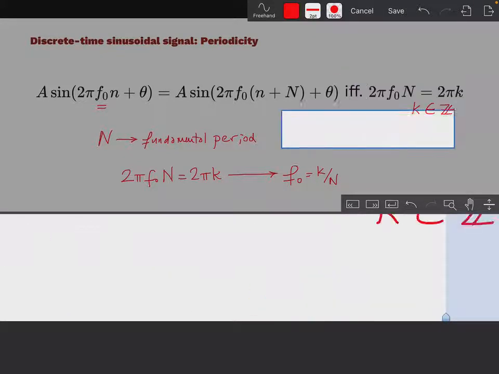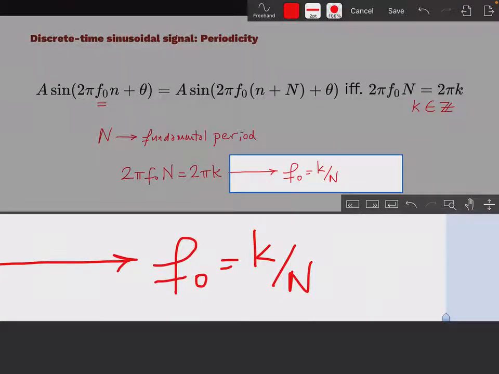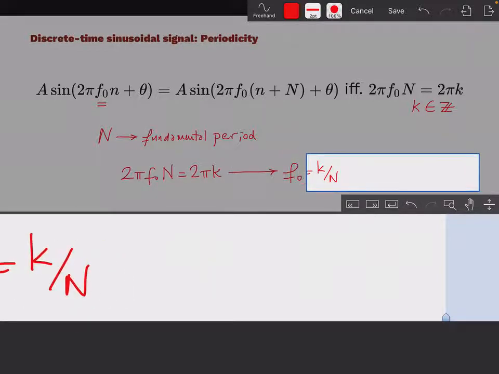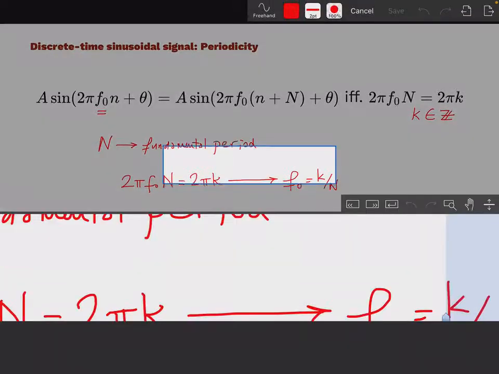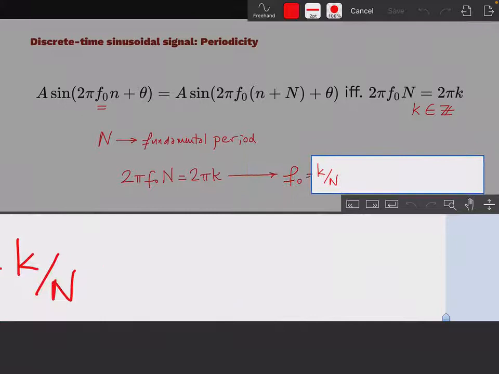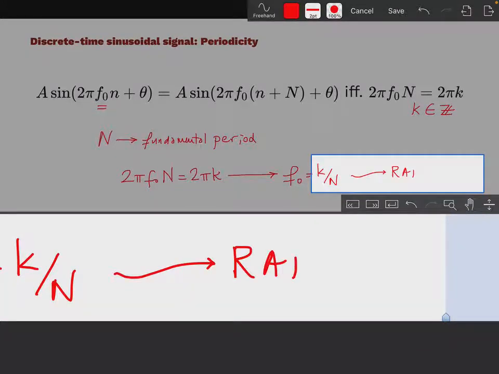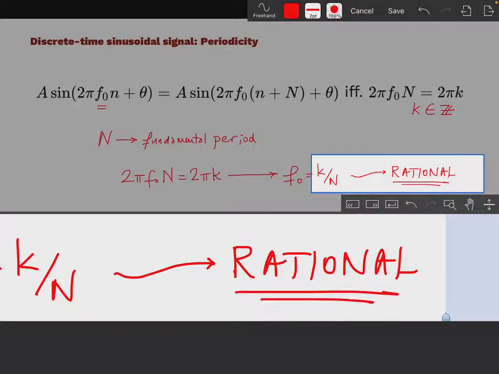That means the frequency of our signal is always a rational number. So this is a rational number. So let me just write it here. So that's a very important property of periodic signals that are discrete time.